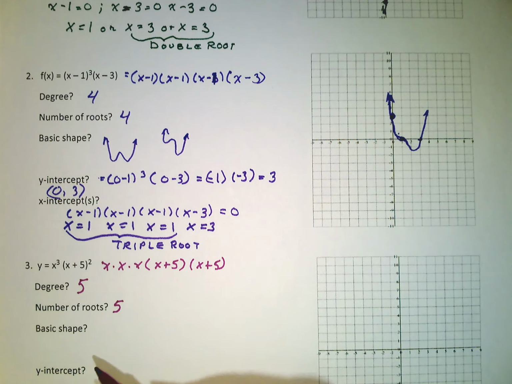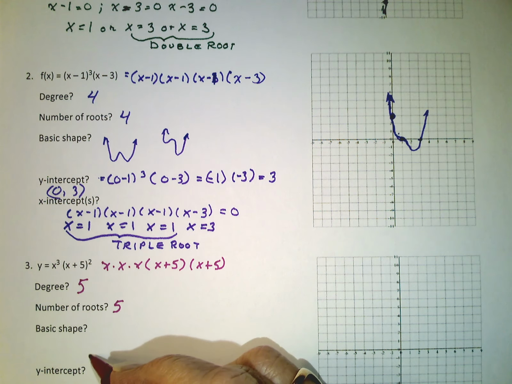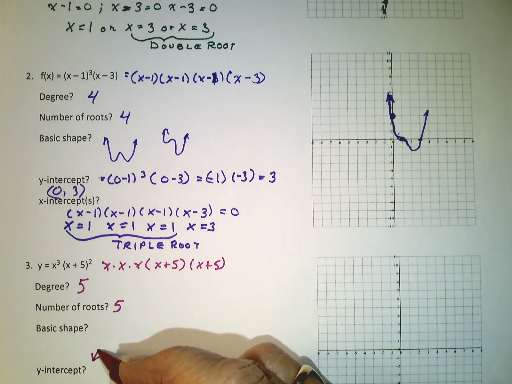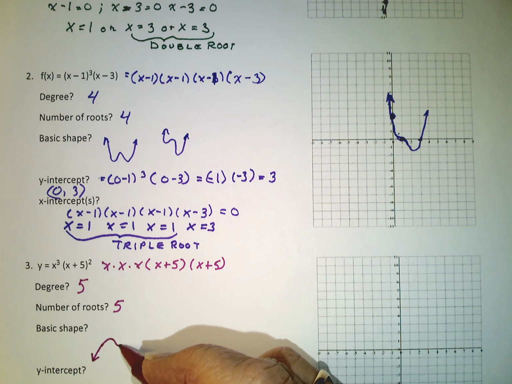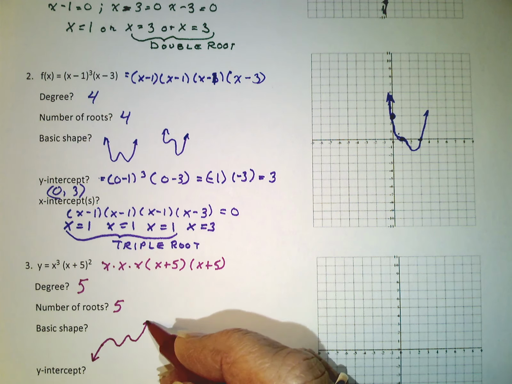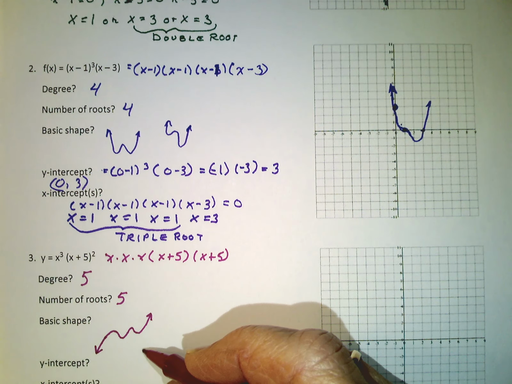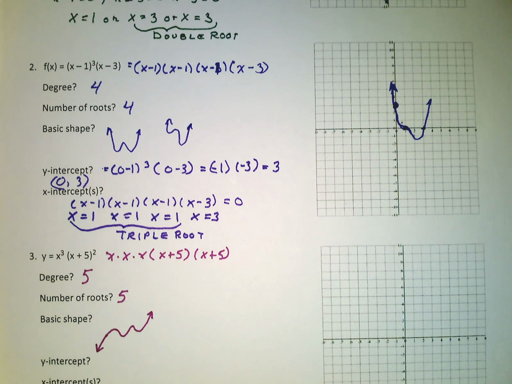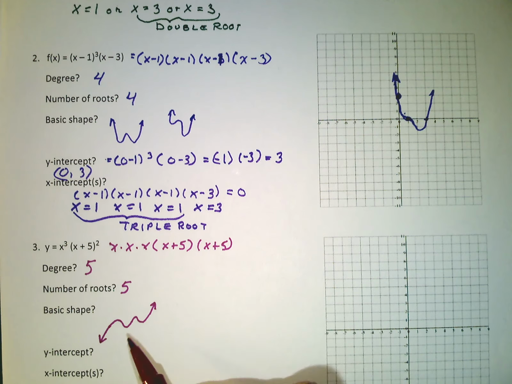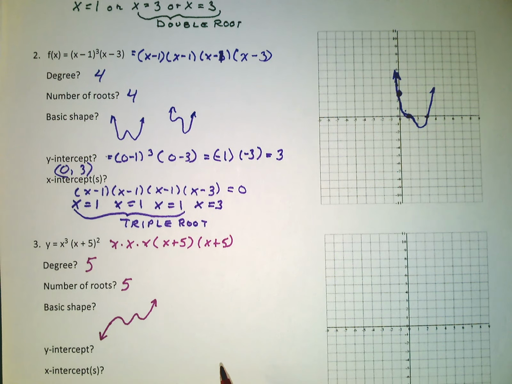These are all positive. So this is a basic quintic graph, which kind of looks like the cubic graph, but it can have an extra wiggle in it. Now this wiggle might go way down. It's going to have 4 turning points. 1, 2, 3, 4 places that it turns.